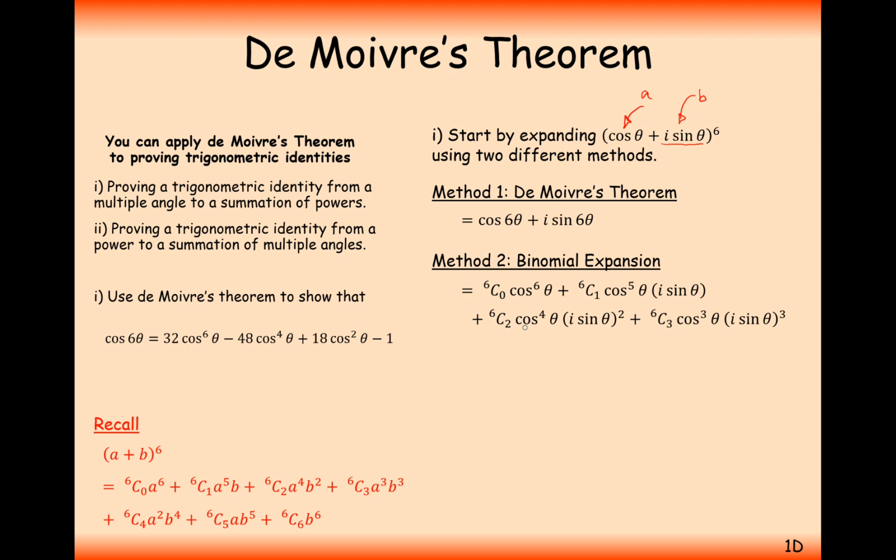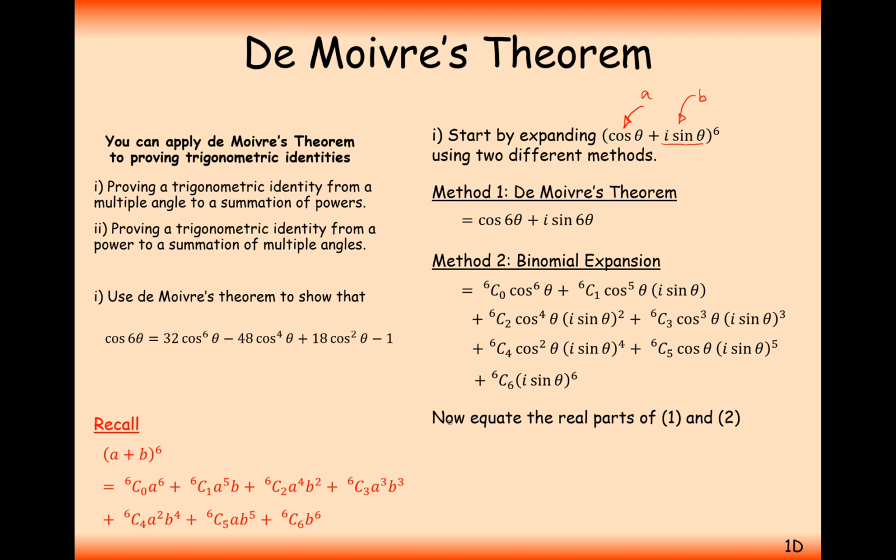So it's going to be 6 choose 2 cos to the power of 4 theta i sine theta squared, plus 6 choose 3 cos cubed theta i sine theta cubed, 6 choose 4 cos squared theta i sine to the power of 4 theta, 6 choose 5 cos theta, and then i sine theta to the power of 5. And the final one, 6 choose 6 i sine theta to the power of 6.